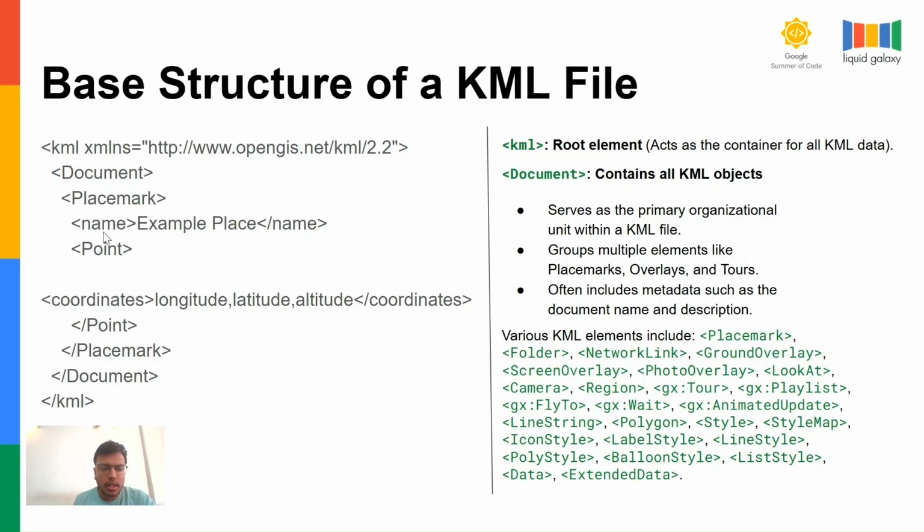Right now we can see that there is a placemark with a name specified inside it. Next, inside the placemark is the Point tag. In the Point tag we can specify the longitude, latitude, and altitude of a specific place, and the placemark would be added to that particular coordinate. Just as we have opened our tags, we also have to close them in the same order, just like we do for XML or other tag-based languages.